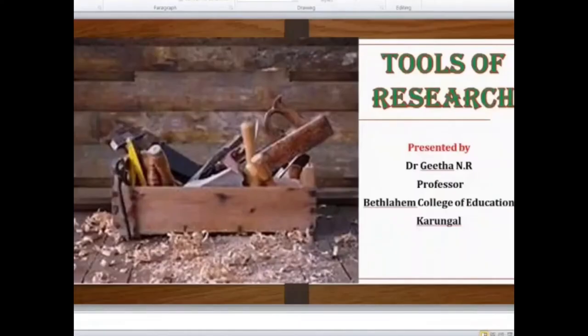We are going to discuss a very relevant and important topic in research methodology, that is tools of research. Before stepping to the session, we must know what is data, what are the types of data and data collection. We all know that data are raw materials of research. The tools and techniques employed to collect data largely depends on the objectives of the study.